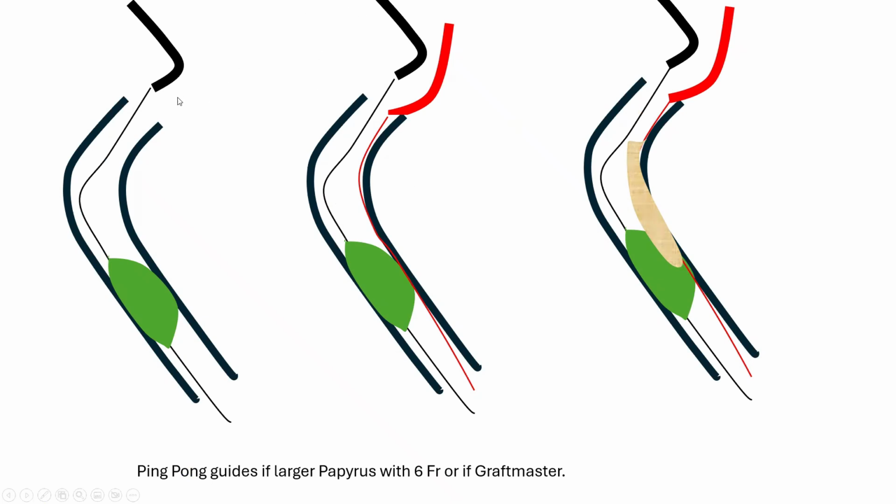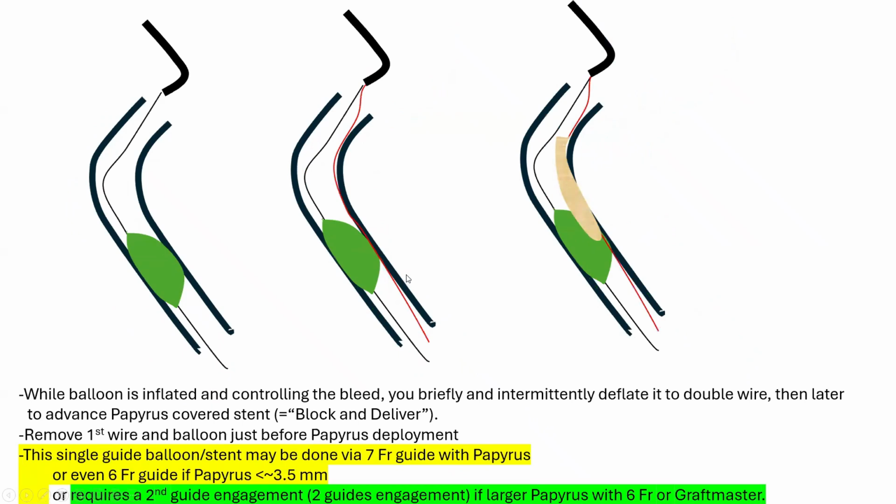So in those cases, you disengage the first guide that is holding the balloon, then you engage the second guide, you wire, and you deliver your PK Papyrus, all while the first guide is disengaged. Then you deploy your PK Papyrus. And keep in mind, whether with a ping-pong guide or with a single guide strategy, after you deliver the Papyrus and before you deploy it, evidently remove the wire and balloon. You don't want to, of course, jail the wire and balloon behind the PK Papyrus. So you remove those just before you deploy your covered stent.